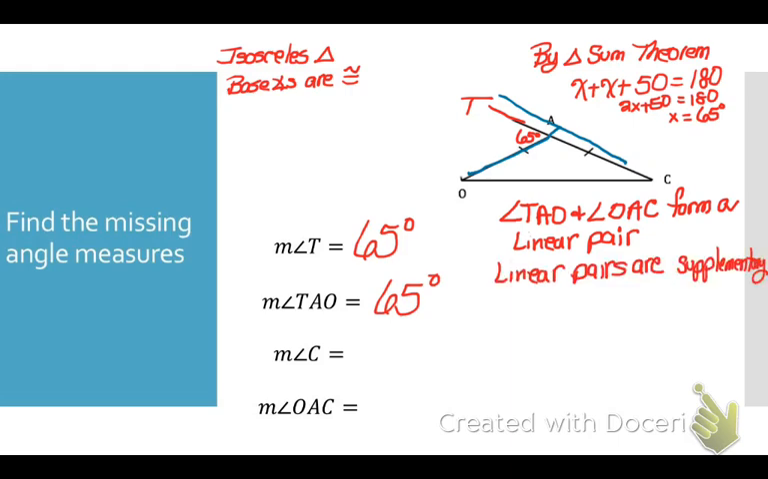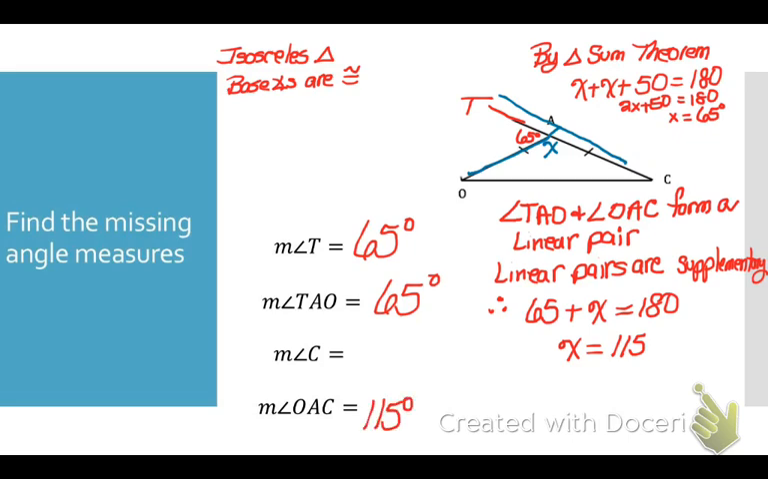That's a definition of a linear pair. And therefore, I can say that if I give that angle OAC a value of x, those two angles added together have to equal 180 because that's the definition of supplementary. And I'm going to solve for x and get that the measure of angle OAC is 115 degrees.